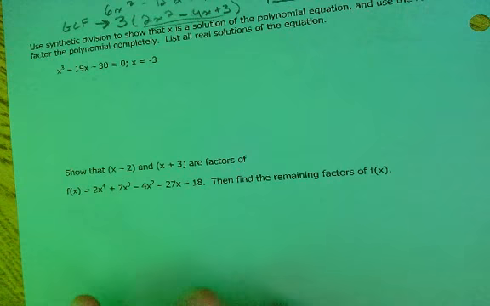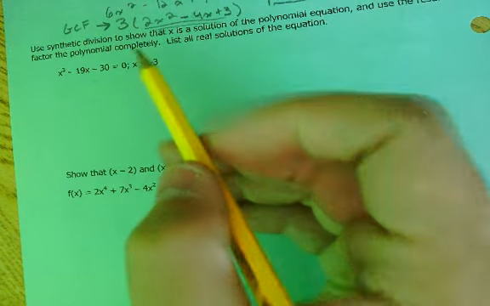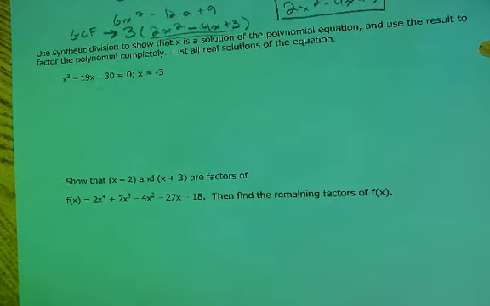Alright, almost done here. Going to finish up real quick. So use synthetic division to show that x is a solution of the polynomial equation. And then we're going to go ahead and factor this. So all we're going to do for this is, this gives you the 0. You don't need to solve for it whatsoever. Sometimes they'll give you factors instead.